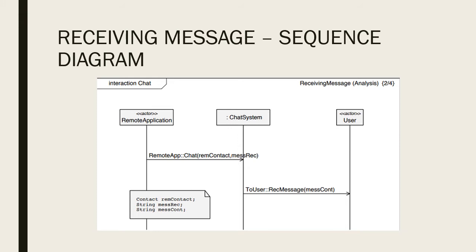The remote app, which is the first actor, will be sending a signal chat, that we can find in the remote app class in the class diagram, and contains two parameters: contact to determine who is the assigned user, and string, which is the message. After receiving this information, the chat system sends a signal rect message, which will transfer and show the message content to the targeted connected user by considering it as a parameter to this function.